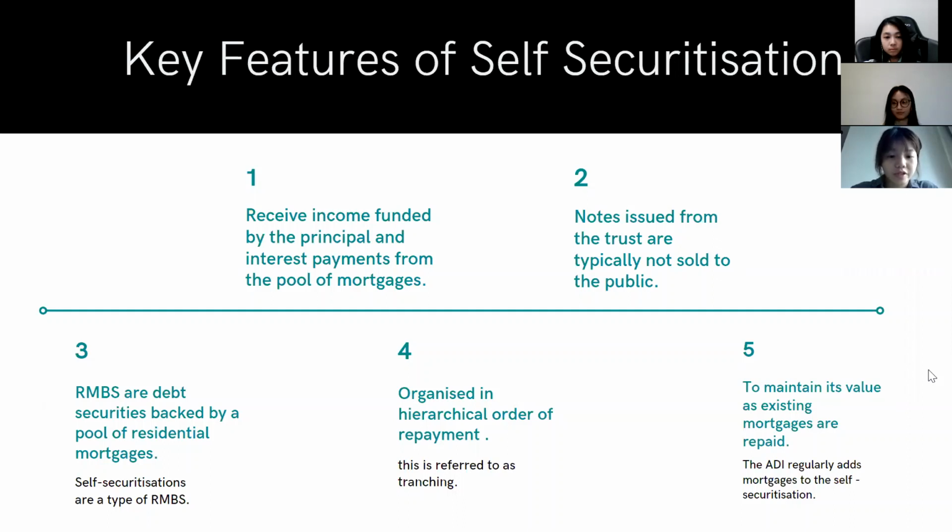First, investors that purchase the securities receive income funded by the principal and interest payments from the pool of mortgages. Second, self-securitizations are a type of RMBS, and a distinguishing feature of self-securitization is that notes issued from the trust are typically not sold to the public. Third, RMBS are debt securities backed by a pool of residential mortgages.